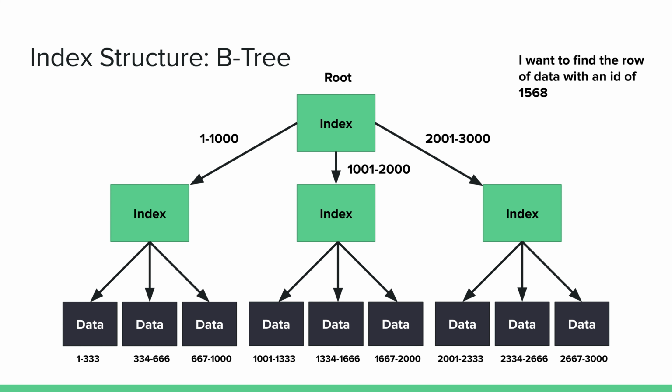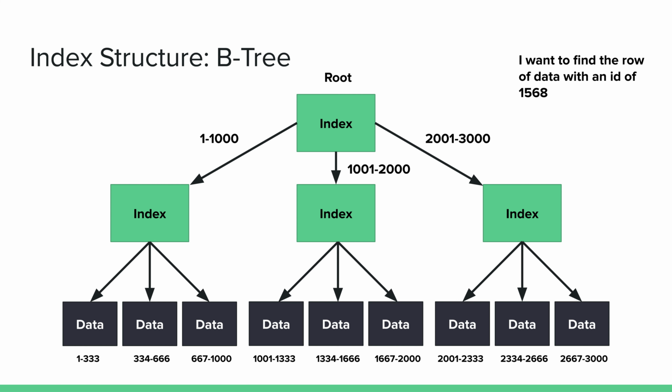But essentially, the index is composed of this graph where we have a root node, and then children of that node that eventually point to the actual pieces of data that we're looking for. Imagine this is the index for a table with 3,000 rows, and I want to find the row with an ID of 1568. Without this index, we would be back to square one, where we check the first row, see if it has the correct ID. If not, move on and do that 1,568 times until we get the right answer.